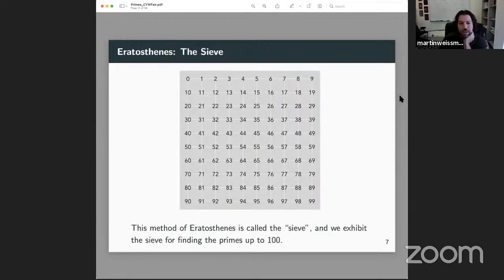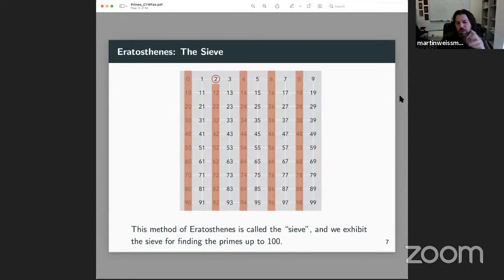So okay, let me tell you what Eratosthenes did. This is his method for making lists of prime numbers, and I'll show you how you can use it to find all the prime numbers up to 100. Well, 0 and 1 aren't prime, and the first prime is 2. So you take 2 and circle it, and then cross out all the multiples of 2, all the even numbers. Those are crossed out with these red stripes here.